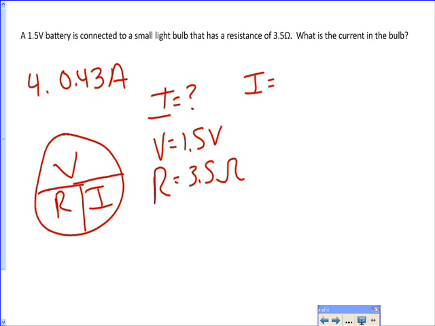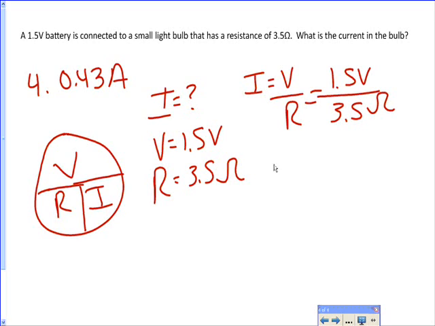So I equals, if you cover the I up, you're going to see that it equals V divided by R. And let's fill in our numbers for that. 1.5 volts divided by 3.5 ohms. So that gives us, once you put that in your calculator, you should get 0.43 amps. Please write down any questions that you have so that I can answer them in class for you.